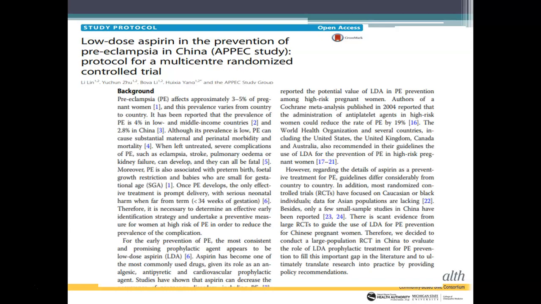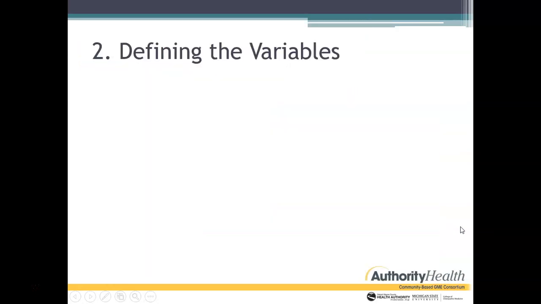And here I give an example of a low-dose aspirin preeclampsia study. And here in the background at the beginning of the article, you can see the statement of needs. So, you can see here that there's variation in the guidelines and that the previous studies have focused on other populations. So that is the definition of the problem.